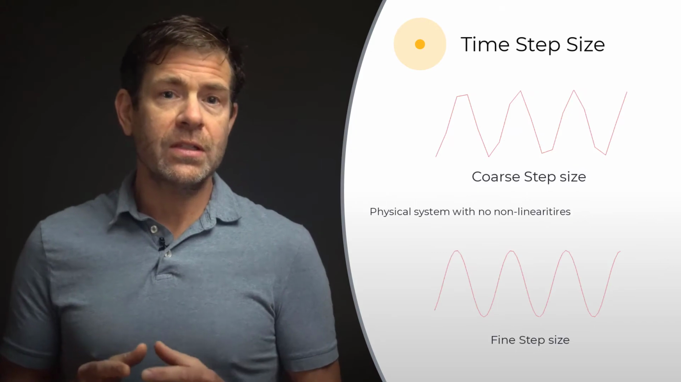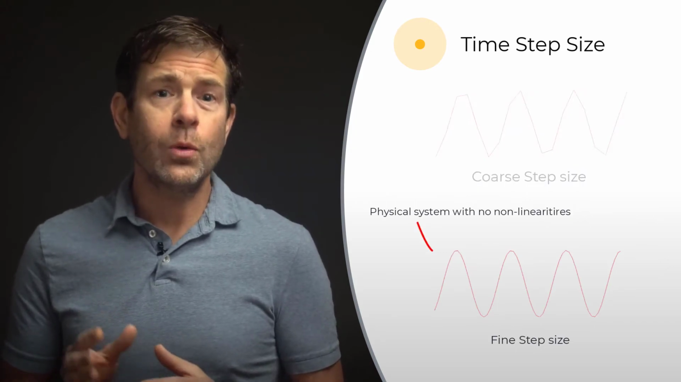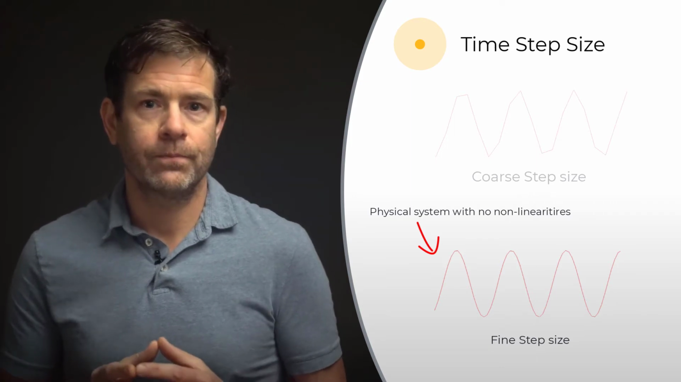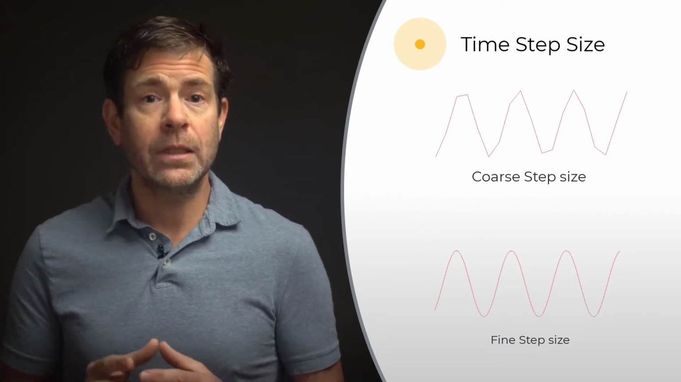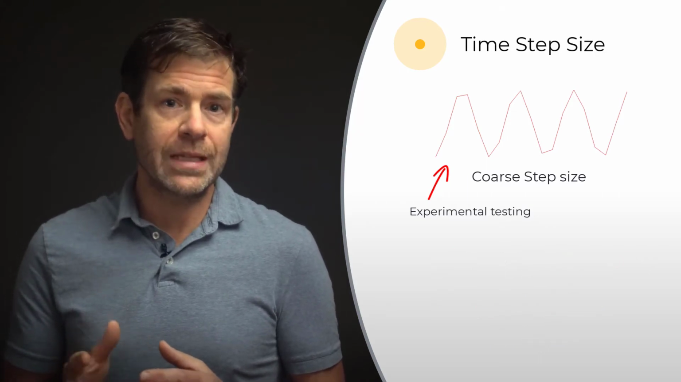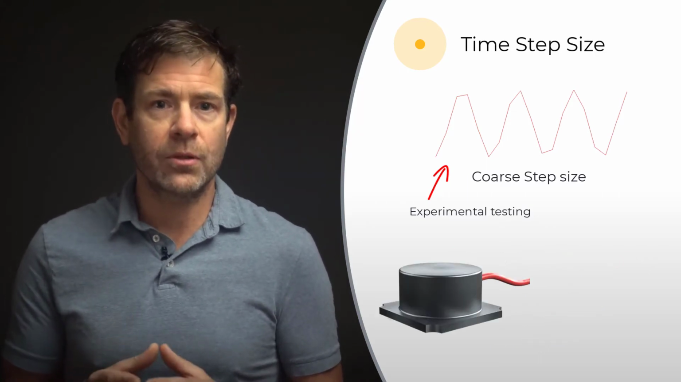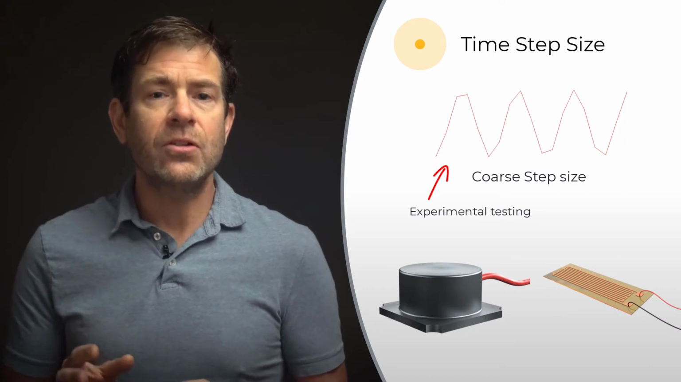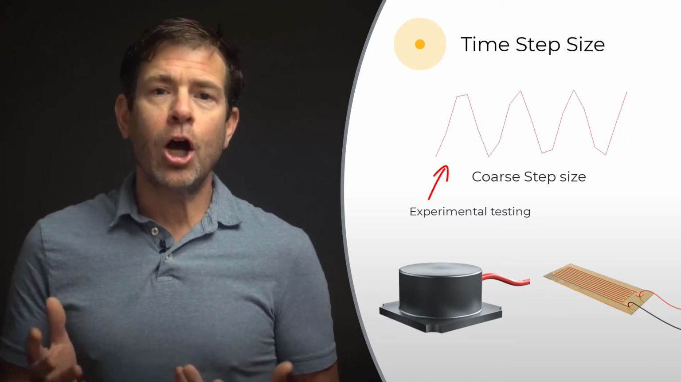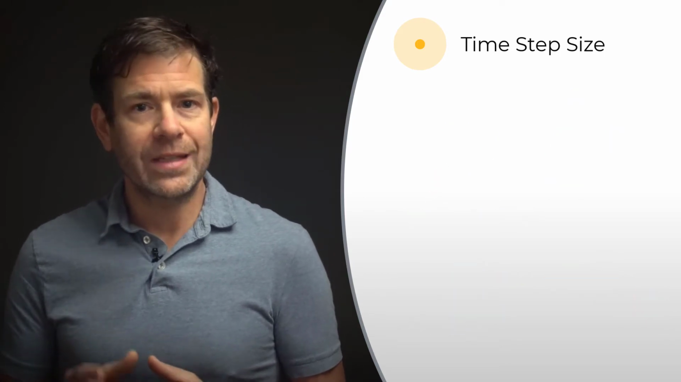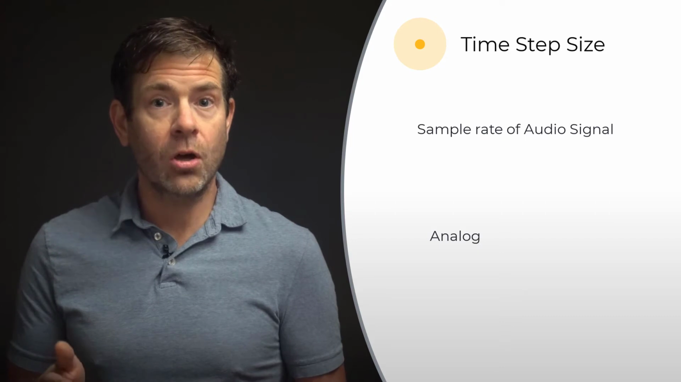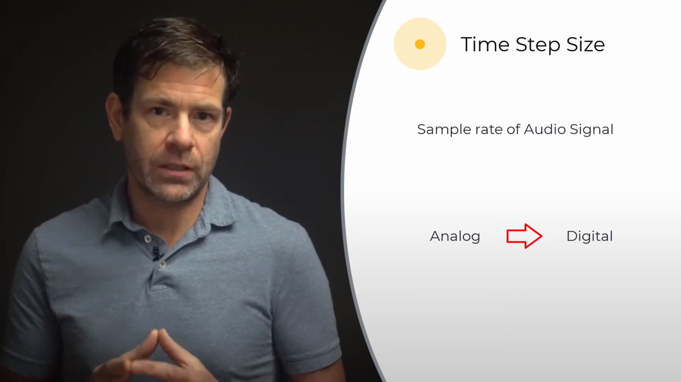Now, in a physical system that has no nonlinearities, we would not expect to see a faceted time history response. But this can also happen in experimental testing if the sample rate of the testing instrumentation, such as an accelerometer or a strain gauge, is set to too few points per second. Additionally, in the audio world, this is somewhat similar to the sample rate of the audio signal when an analog signal of, say, a song is converted to a digital signal.